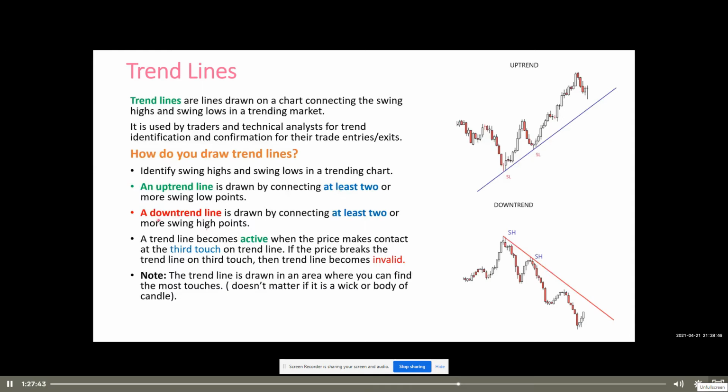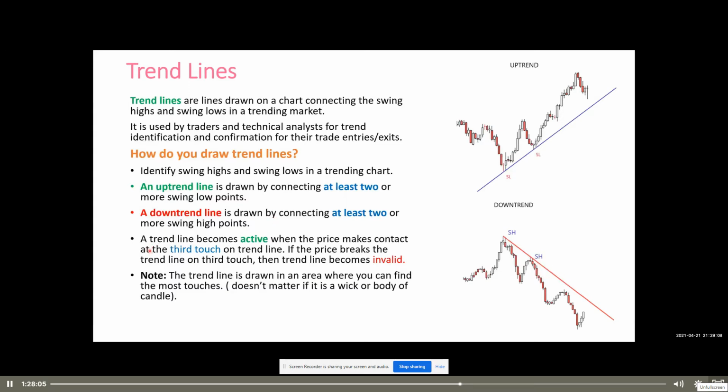All right. A downtrend line is drawn by connecting at least 2 or more swing high points, right? Same concept. In a downtrend, all you have to do is identify the swing highs, 2 points. Once you've identified that, just draw a line across the chart, and that creates your downtrend line, right?